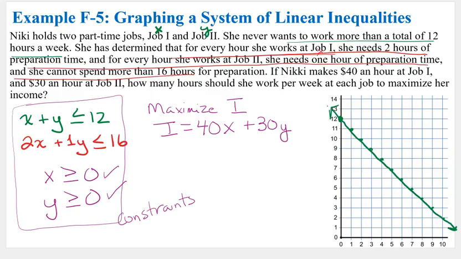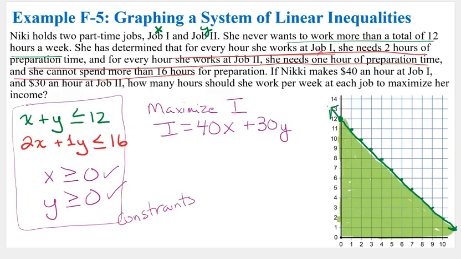Again, if you use your test point 0, 0, you would find that we would be shading underneath. So I'm going to shade everything. Whoops, that is not my highlighter. I thought I clicked my highlighter. There we go. So we're going to shade everything under here, everything in this triangle. Let's see if I can get that a little nicer. Oh, there we go. That's better. Everything in this triangle satisfies the first constraint.